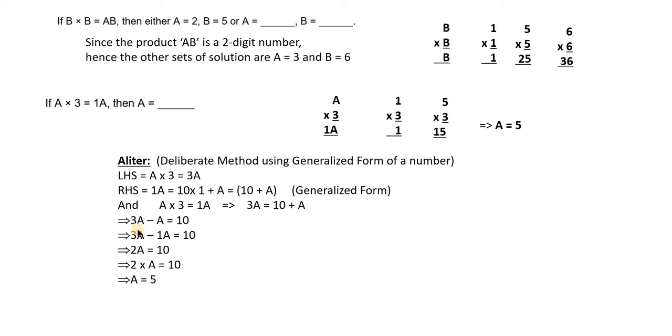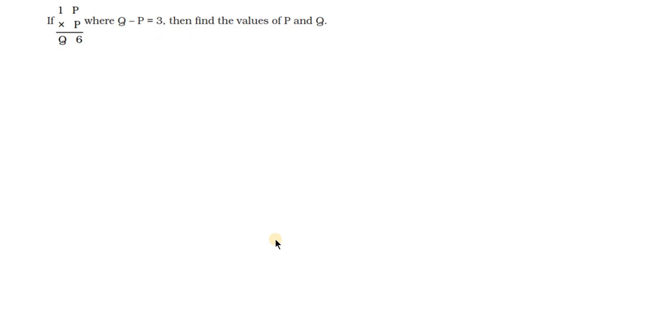3a minus 1a gives 2a. So the left hand side becomes 2a and the right hand side is 10, as it is, because a has been transposed and only the term 10 is left. So 2 times a equals 10. It is possible: 2 times 5 equals 10, therefore a should be equal to 5. This way also you can do it; this is another method of doing it. We will go to the next sum now.